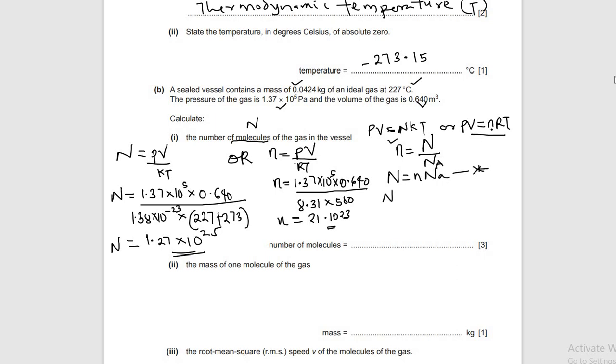So number of molecules equals number of moles times Avogadro's number. The number of moles is 21.1023 and Avogadro's number is 6.02 times 10 to the power 23, on the front page. When you multiply this together, it also gives us 1.27 times 10 to the power 25. These are the two ways to solve the question and how to use the formula.